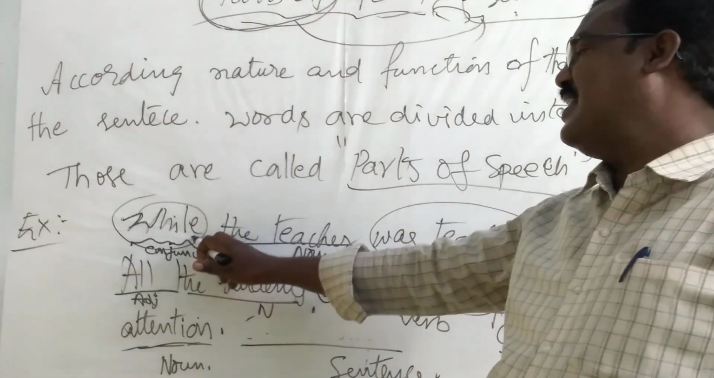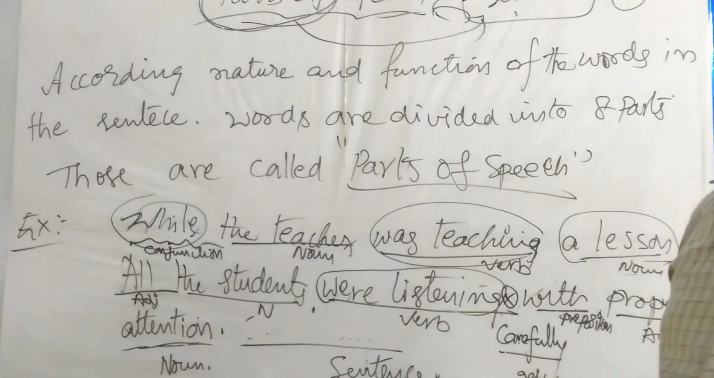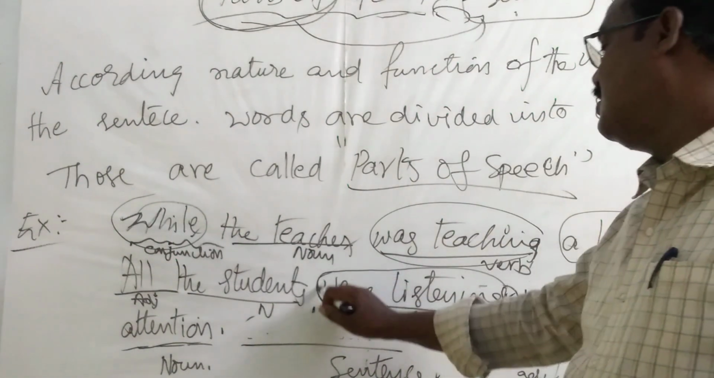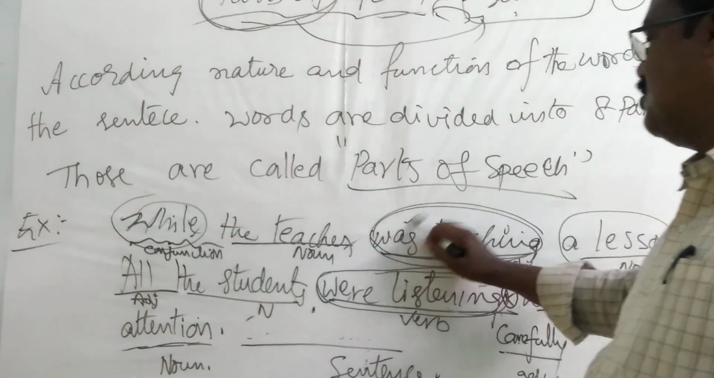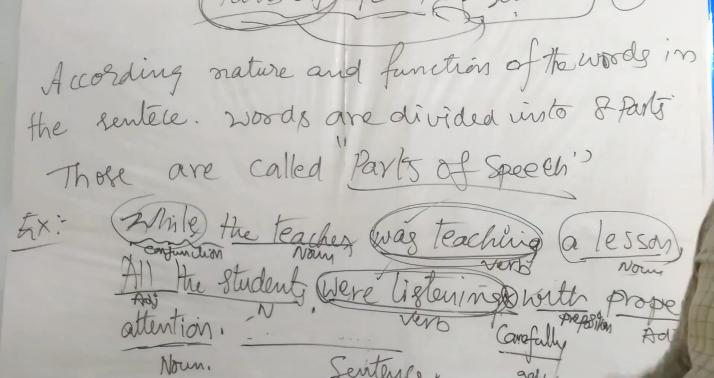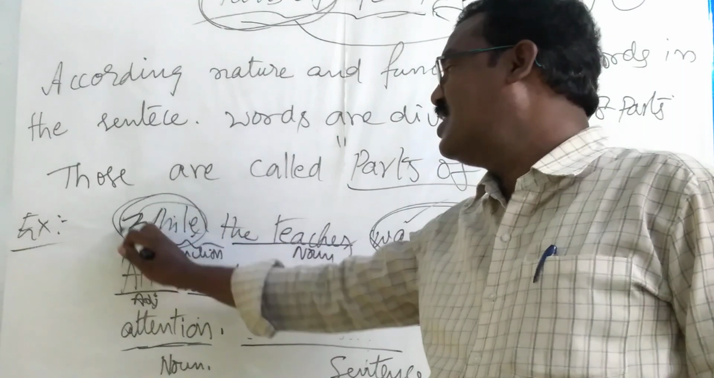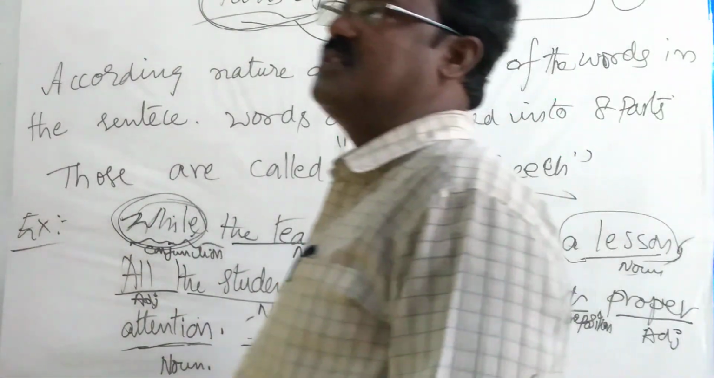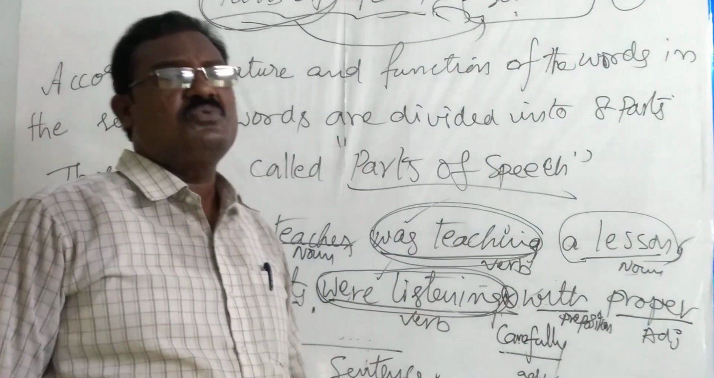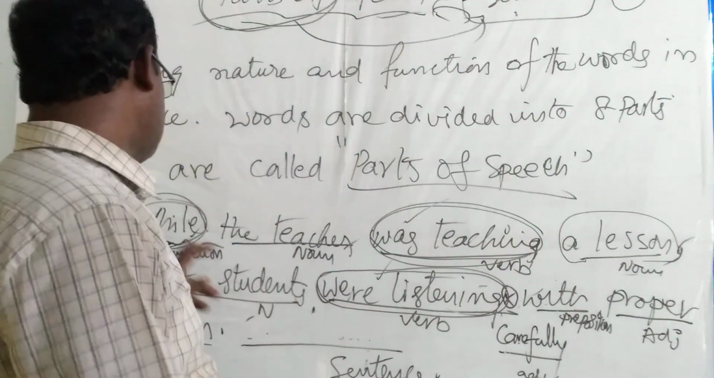If while is not there, we can't connect the two clauses. This is one clause, this is one clause. Each clause has its own verb. It is one verb, it is another verb. Two clauses are there, two verbs should be there. Every clause has its verb. So if you want to join two clauses, compulsorily we have to use one conjunction. If the conjunction is not there, we can't join the two clauses. So a conjunction is a must. So while.